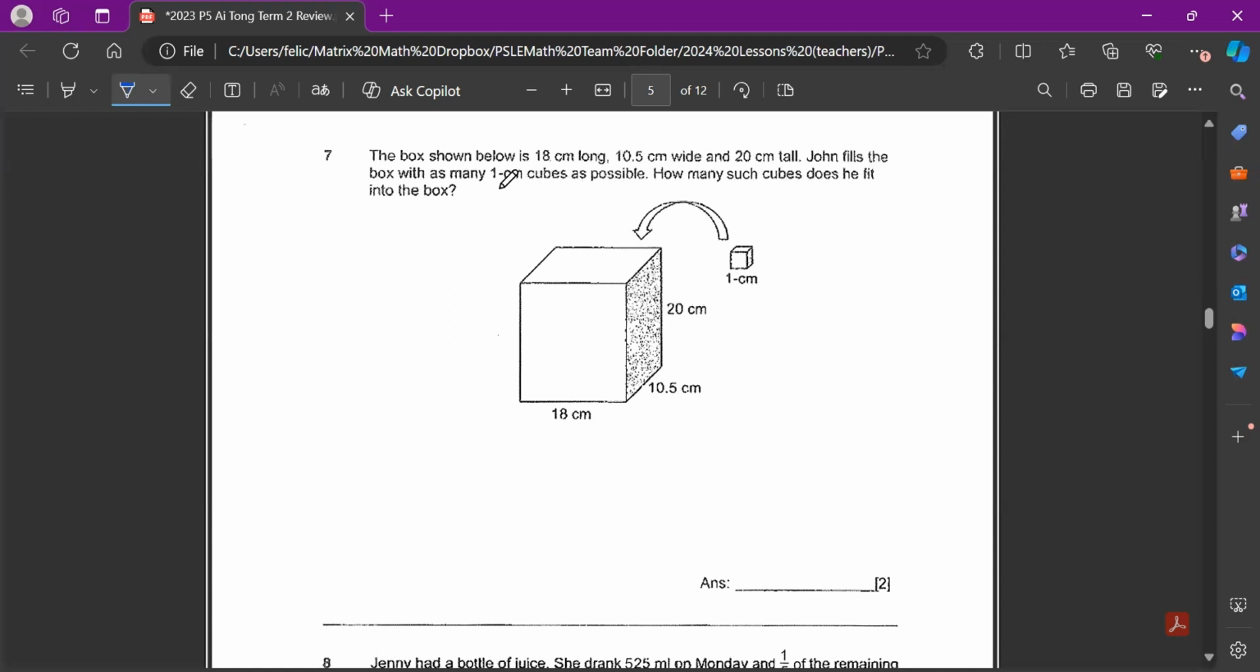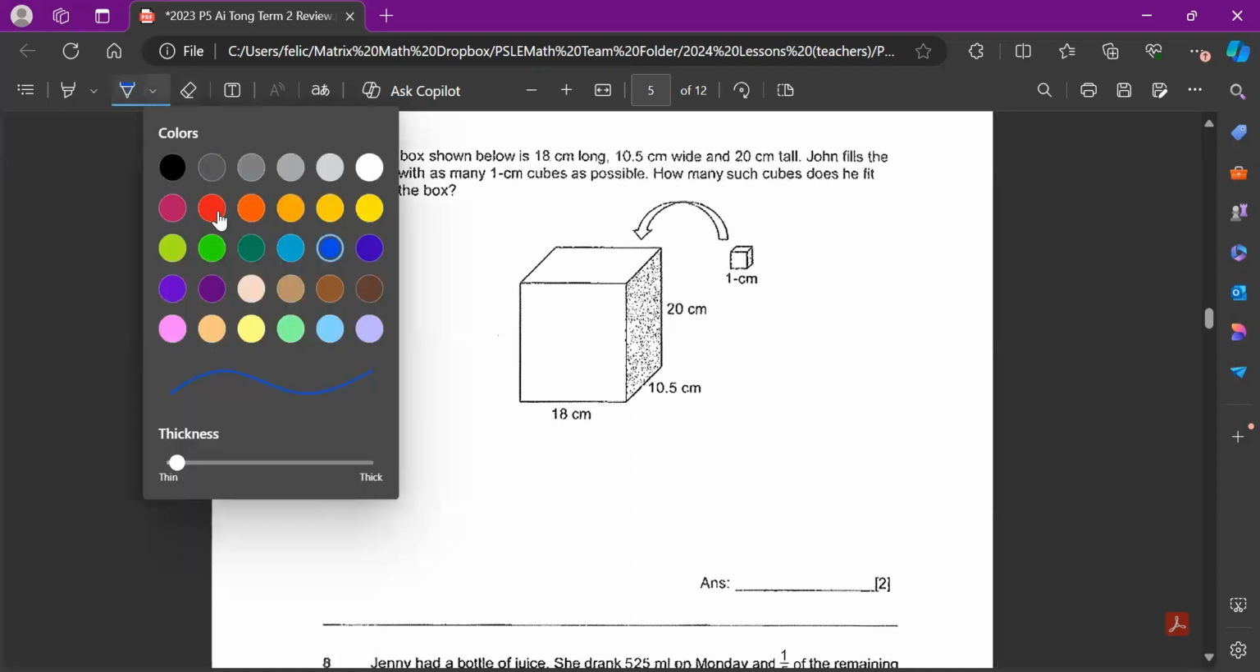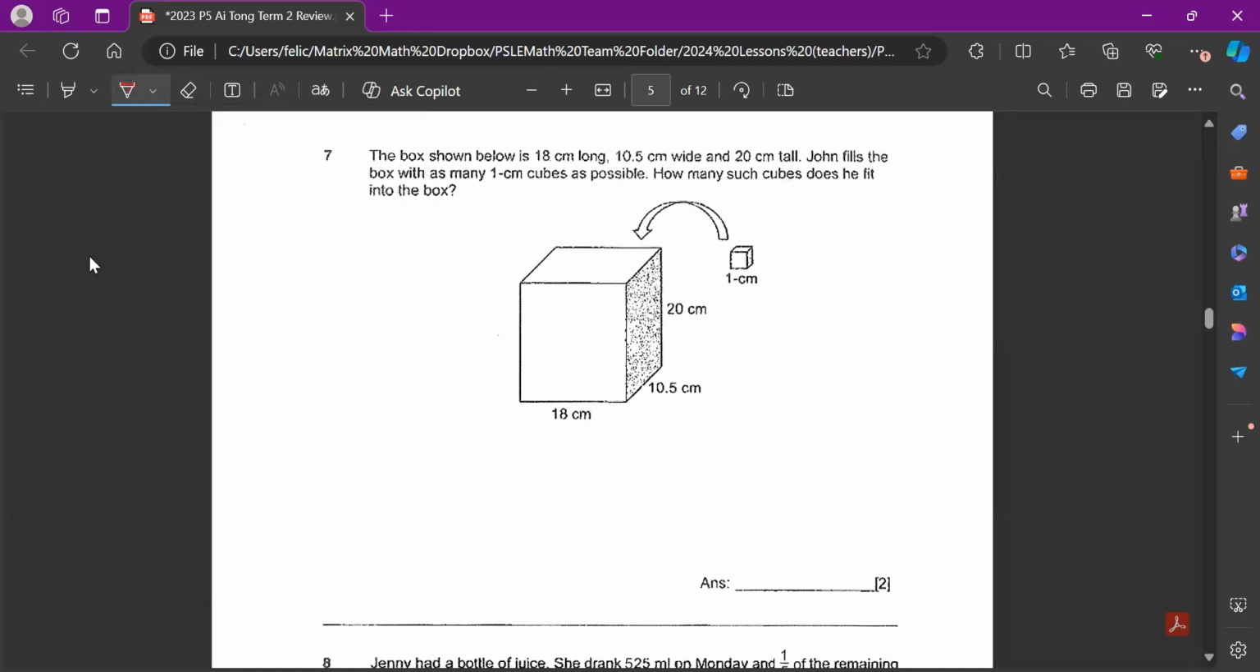So John fills the box with as many 1 cm cubes as possible. How many such cubes does he fit into the box? Now, for this question, a lot of students make this mistake. I'll show you what is wrong. Do not copy this down. The wrong method is you always like to do 18 times 10.5 times 20, and then you tell me the answer.